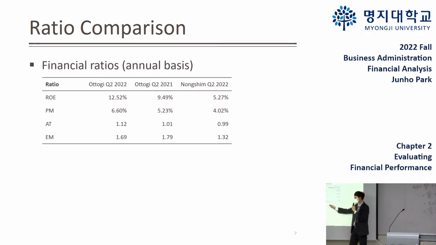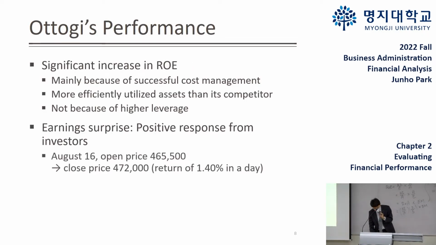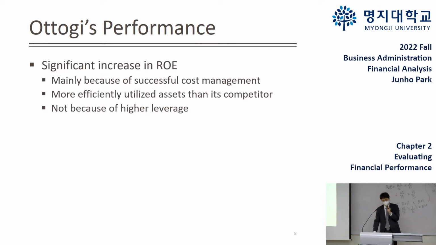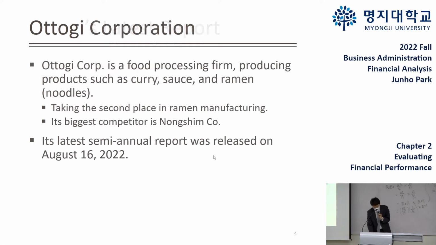If we compare the time series trend, you can find that Ottogi's equity multiplier has actually decreased from 1.8 to 1.7. So you cannot argue that the increase in the ROE is coming from leverage, right? So I'm trying to say that this is not because of high leverage. And what happened in the market? Earnings surprise. Investors reacted to the announcement very positively, and they started to buy the stock.